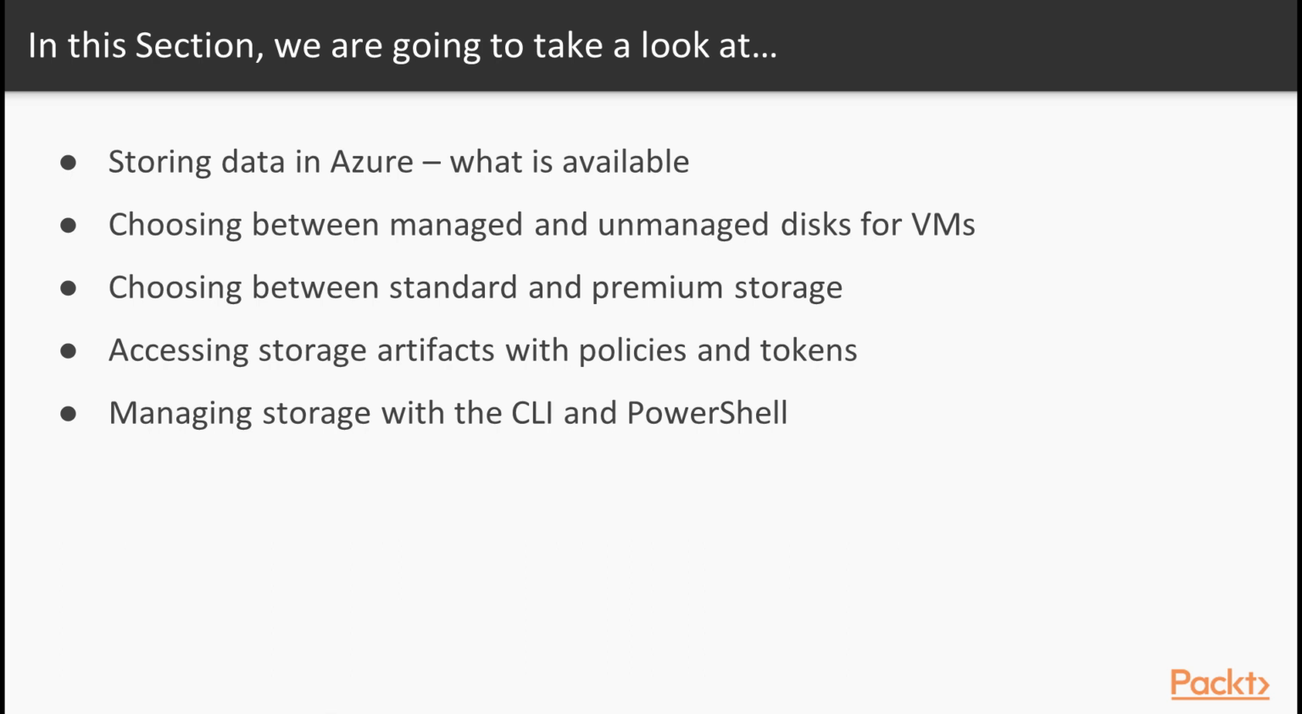We're going to talk about what all of the different types of storage are, and we will cover some of the ones that are outside of IaaS, but we're going to focus on the IaaS ones. Then we're going to talk about disks and how they're associated with VMs and how they are actually used within the scope of storage. We'll talk about them from a managed and unmanaged perspective. We'll talk about the different tiers of storage being standard and premium. And then we'll talk about how to actually provide access to storage accounts, how you can limit who has access to them through policies and tokens.